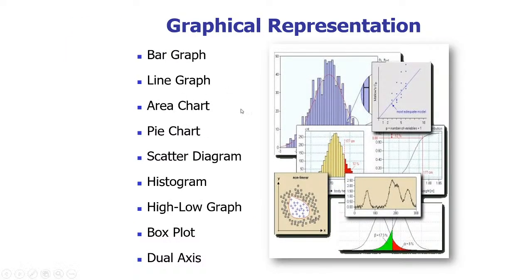There are different types of visualizations we have, and we'll look into each and every diagram in detail. There are different types of diagrams like bar graph, line graph, area chart, pie chart, scatter diagram, histogram, high-low graph, box plot, and dual axis. Likewise, we have different visualizations. We'll look into each diagram in detail now.